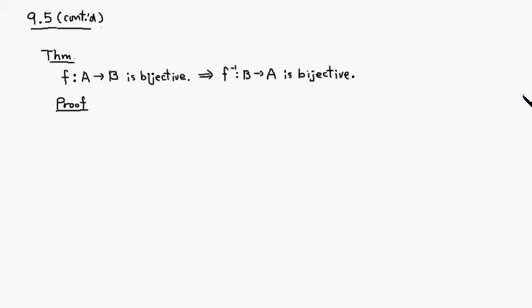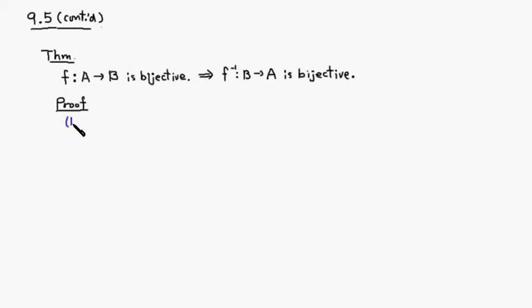Okay, let's look at section 9.5 continued. So let's look at this theorem. We already showed that if f is a bijective function from A to B, then its inverse relation is also a function. So there's an inverse function. Now, on top of that, f inverse is going to be bijective as well. Let's try to show that.